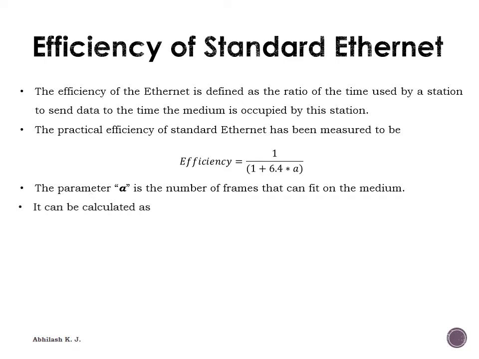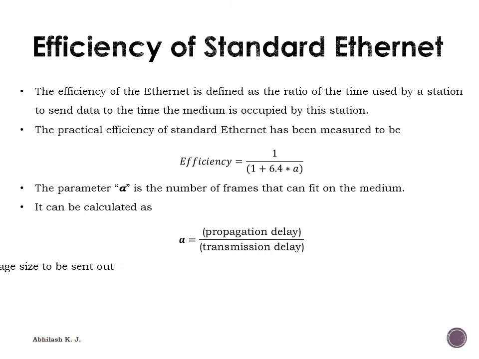So A could be calculated as the ratio of propagation delay to the transmission delay, because the transmission delay is nothing but the time that is required for a frame of average size to be sent out, and the propagation time is nothing but the time required to reach the end of the medium. So thus A will give us a measure of the number of frames that can fit the medium. Thus efficiency is calculated as 1 divided by 1 plus 6.4 into A.